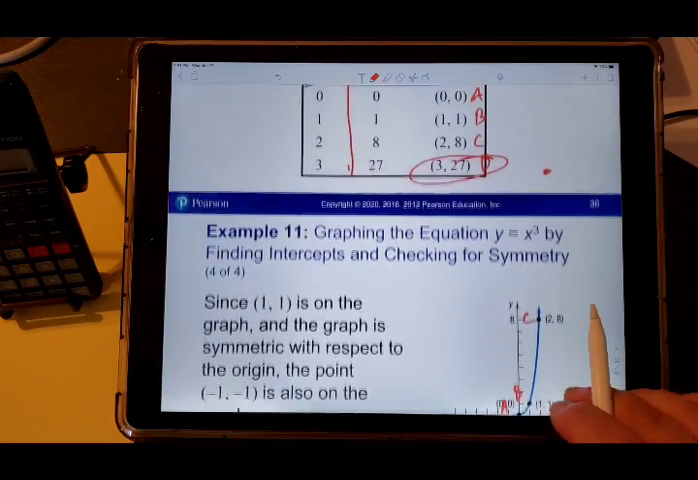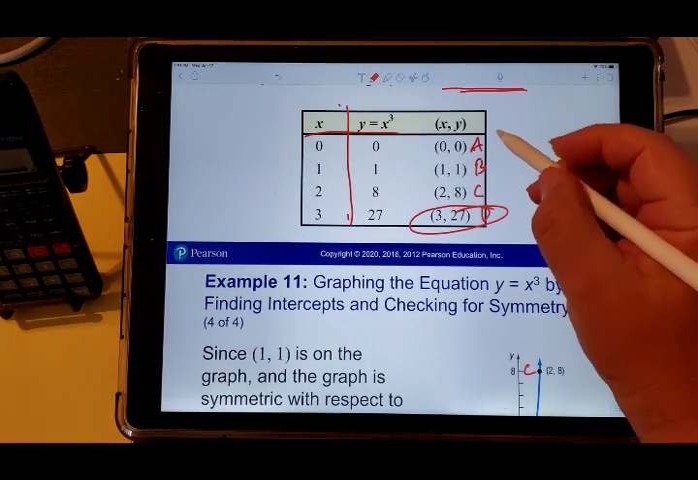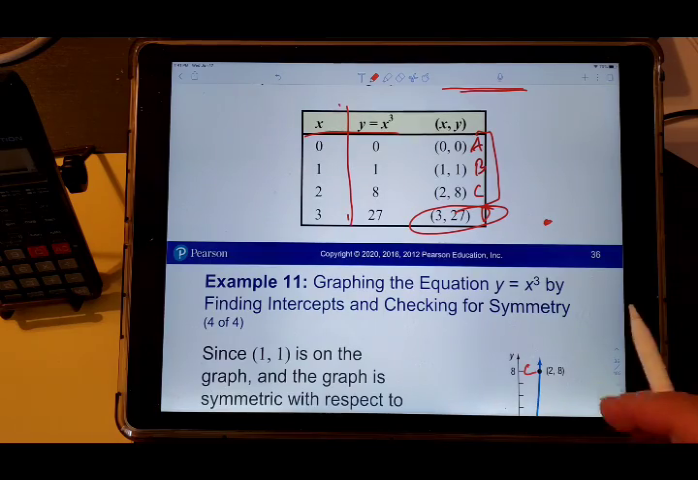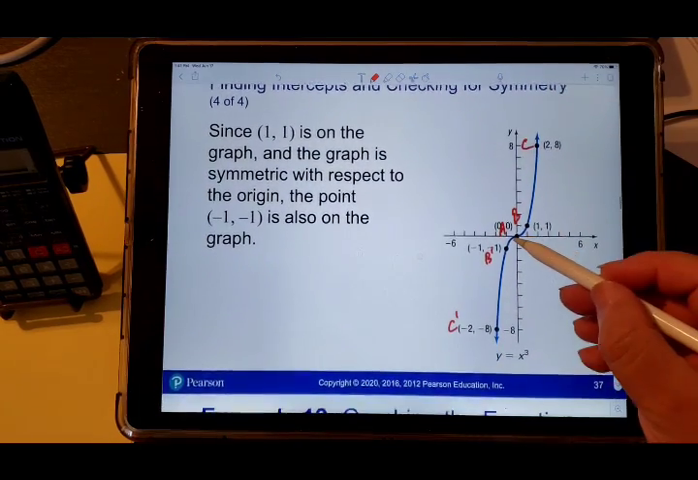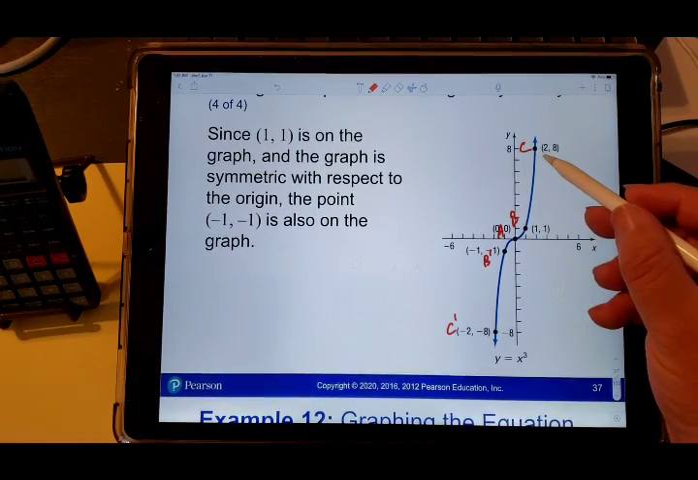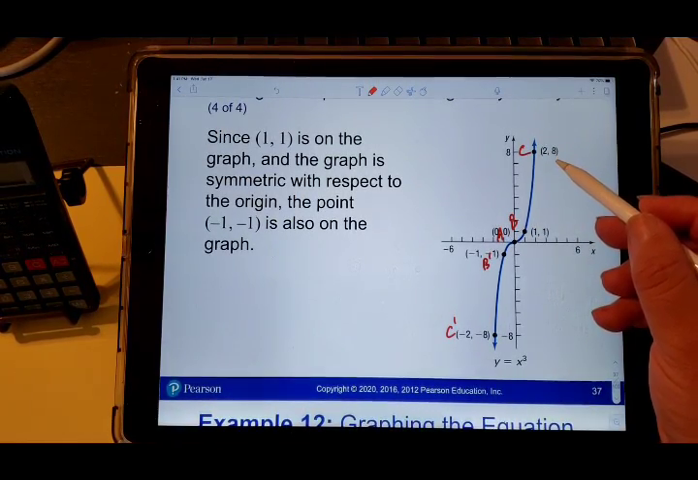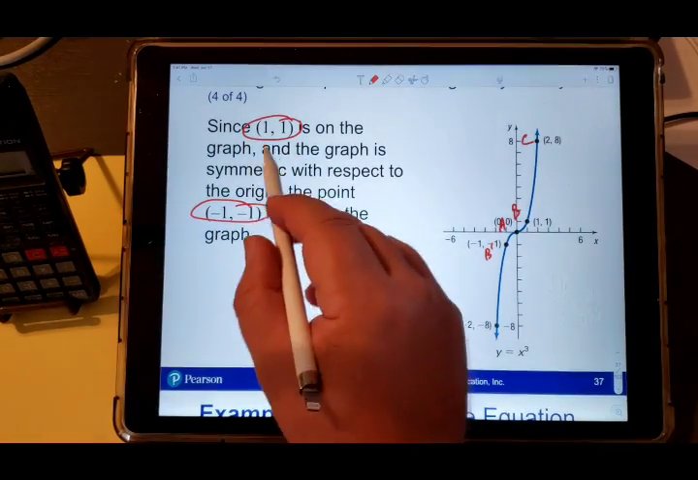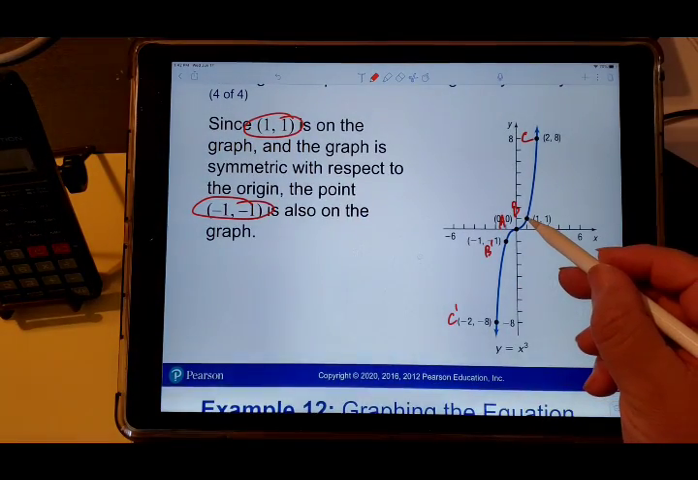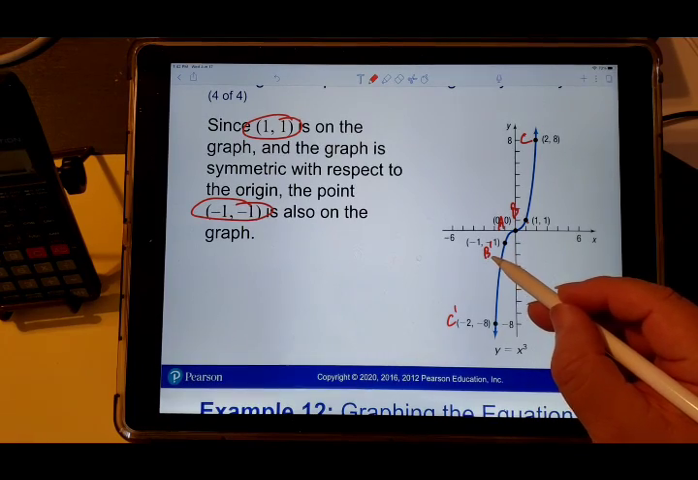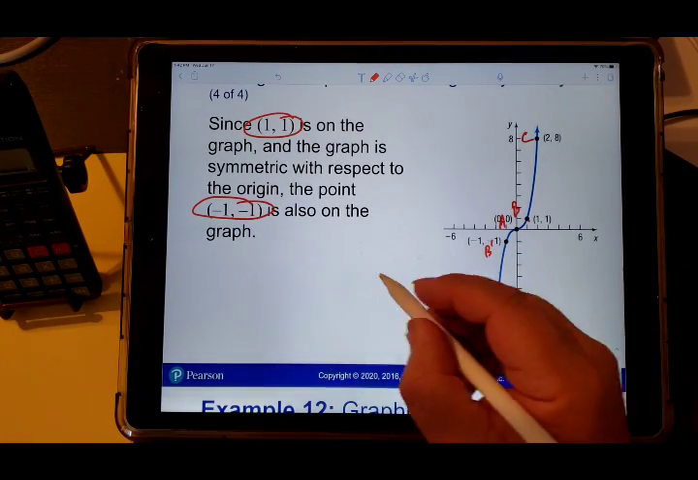So really, I only have 3 points for this graph from my table anyhow. 0, 0, I'm calling A. 1, 1, which I called B, and 2, 8. Now, what they're saying here is symmetry with respect to the origin means that if you have this point, you're going to have this bonus point. I'm calling it B prime.